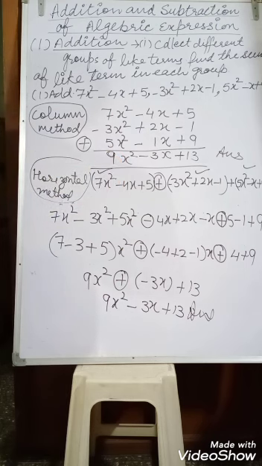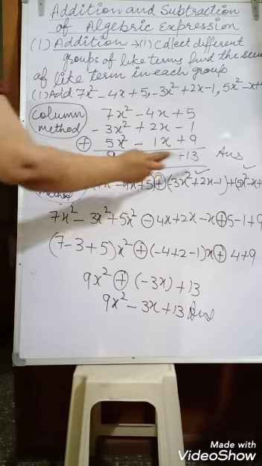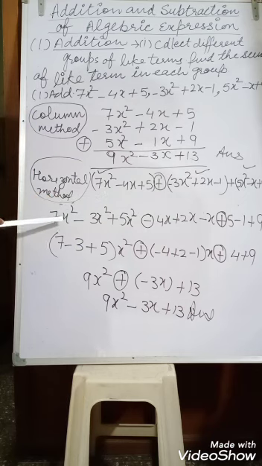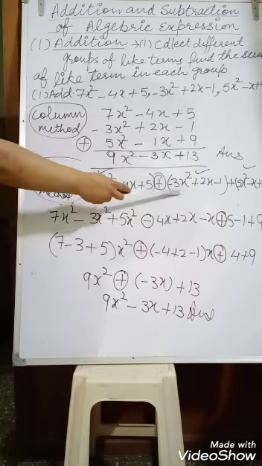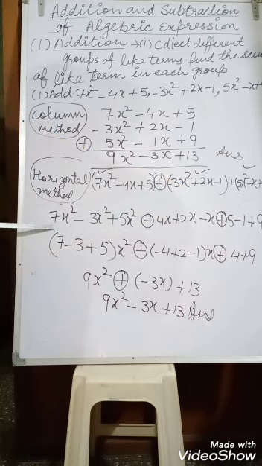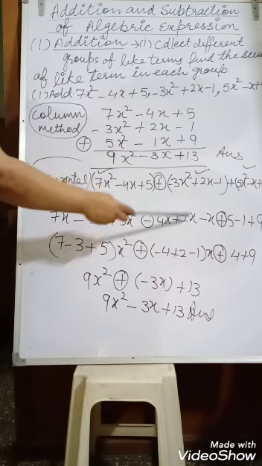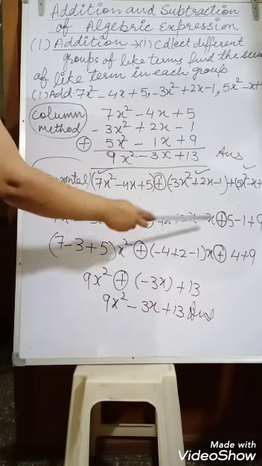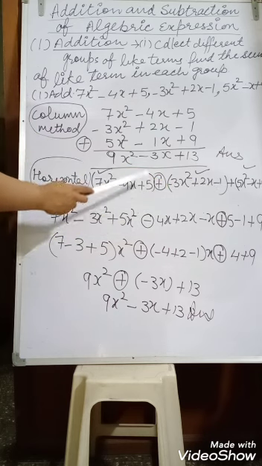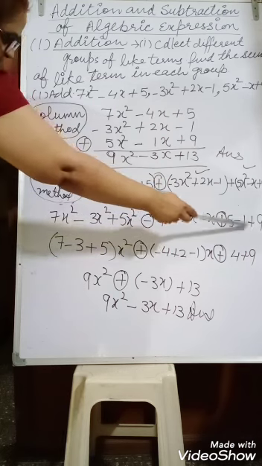And then the second method is the horizontal method, when you write all the trinomials in a row and then collect the like terms: 7x square minus 3x square plus 5x square. You have to make the grouping of these numbers. Then minus 4x plus 2x minus x, so this is the second group. Then the third one is plus 5 minus 1 plus 9.